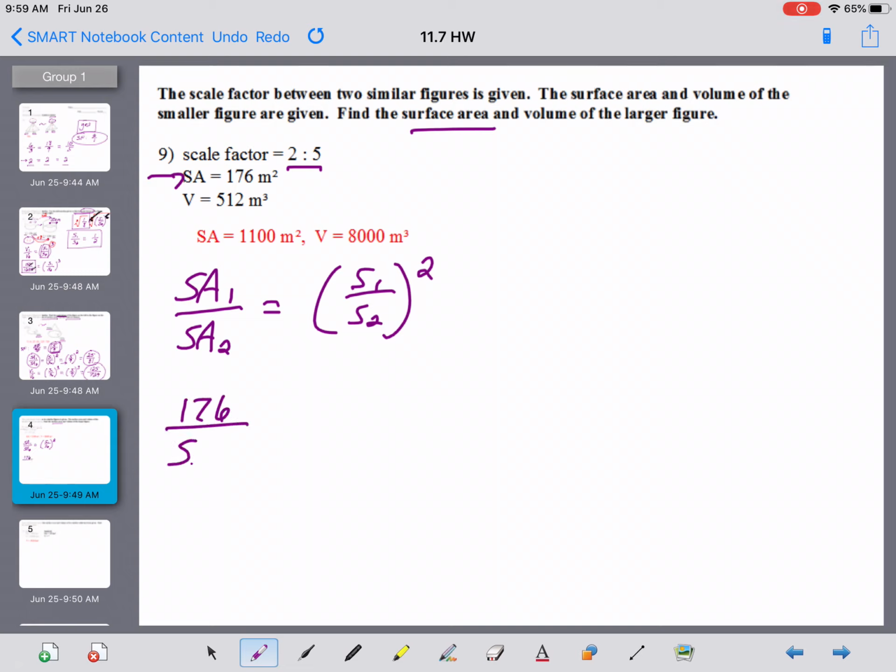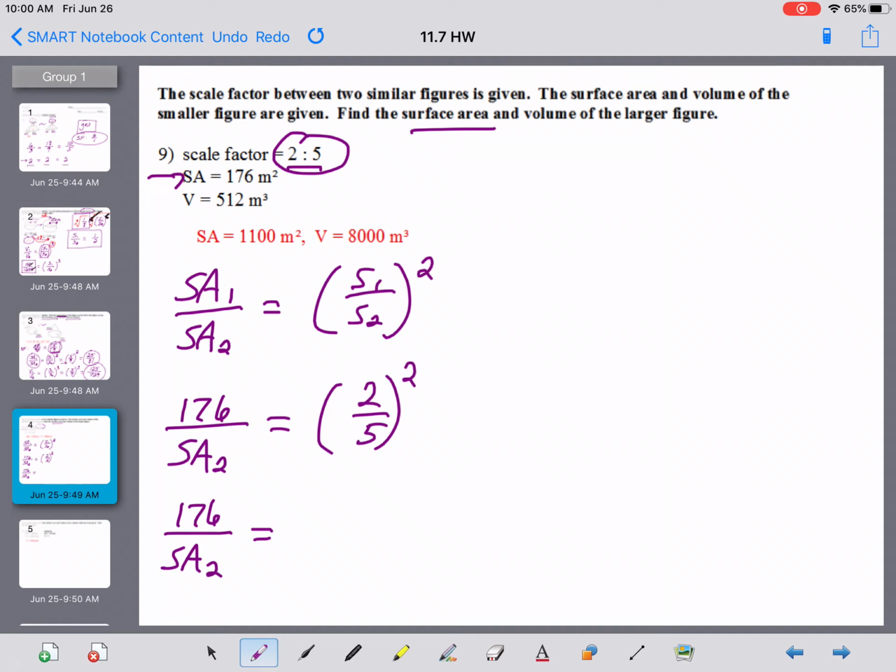We're supposed to find the surface area of the larger figure. Now that equals this ratio right here, guys, side 1 to side 2, that's your scale factor. So this is going to be a 2/5 squared. Okay, let's start off by squaring that fraction there. 176 over surface area 2 is going to equal, squaring a fraction, you really shouldn't need a calculator for this, guys. Square the top to get 4, square the bottom to get 25.